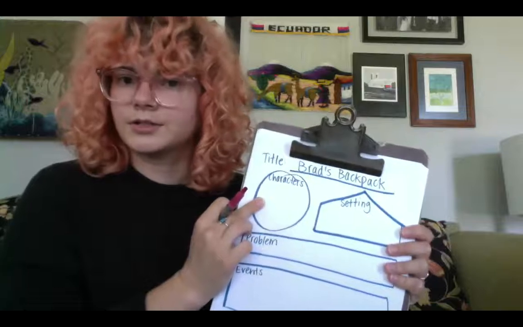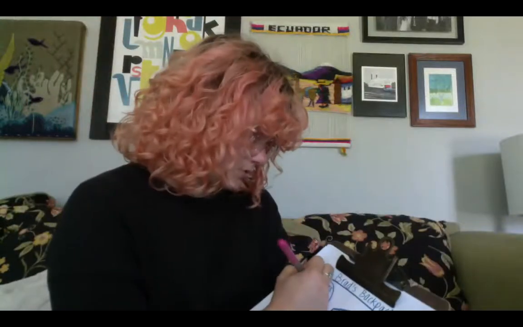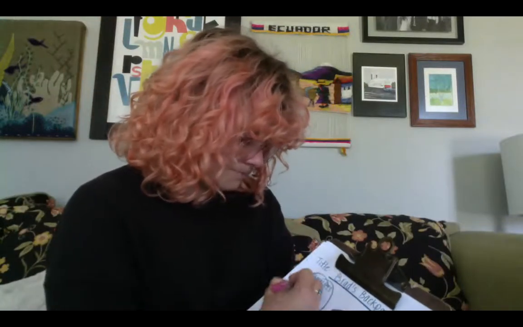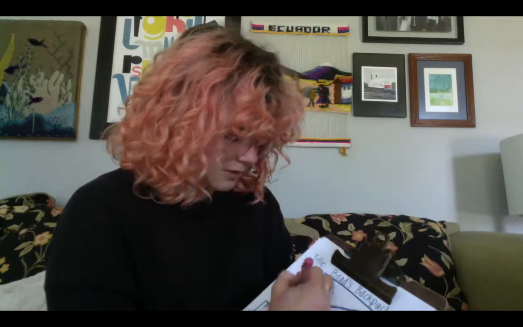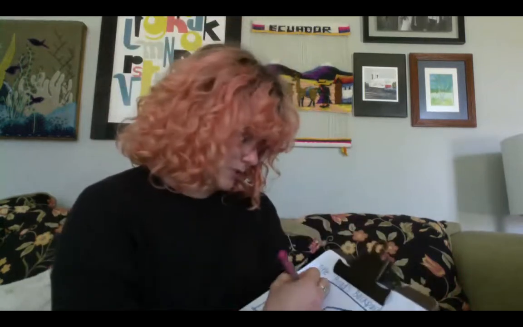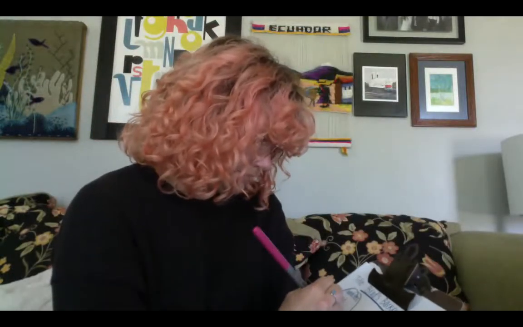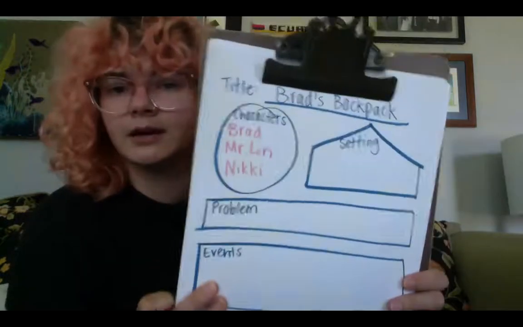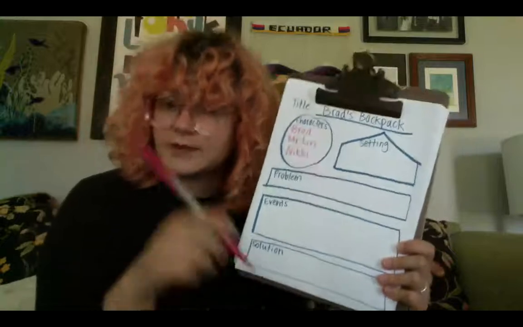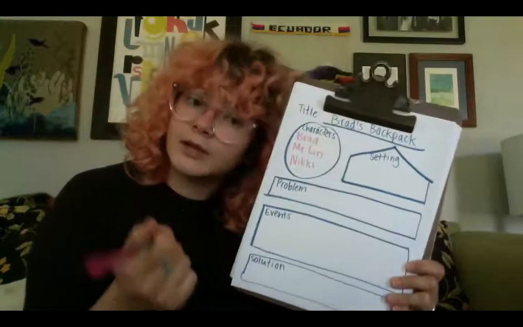Who are our characters? We said Brad, Mr. what's his name? Mr. Lin. We can go back to the text if we need to. So I'm going to go back to the text. It says Mr. Lin. Yep. Okay, Mr. Lin. And then the girl who threw up, Nikki. Okay, so I've got my characters written in. You are going to write the characters from the story that you read.